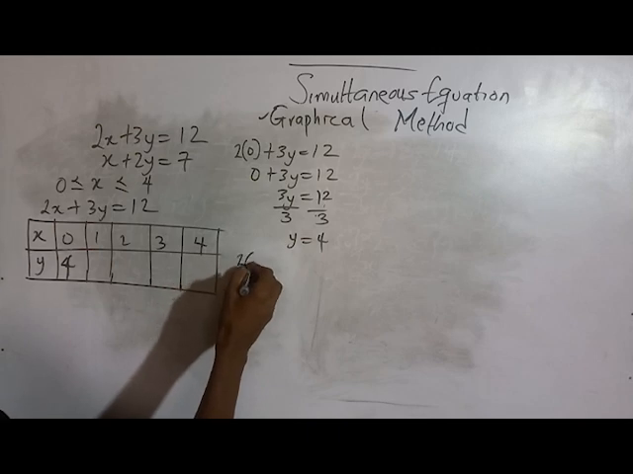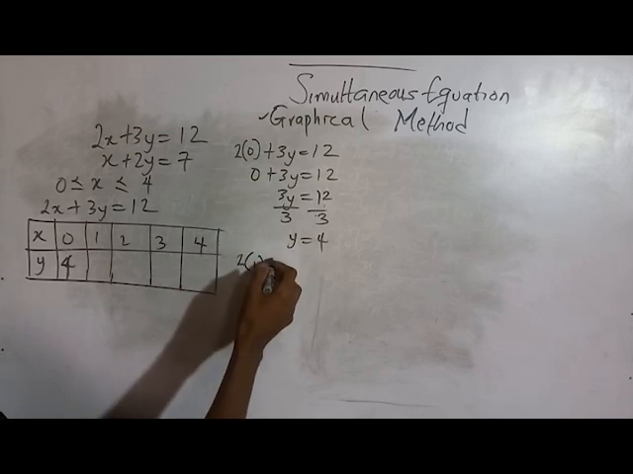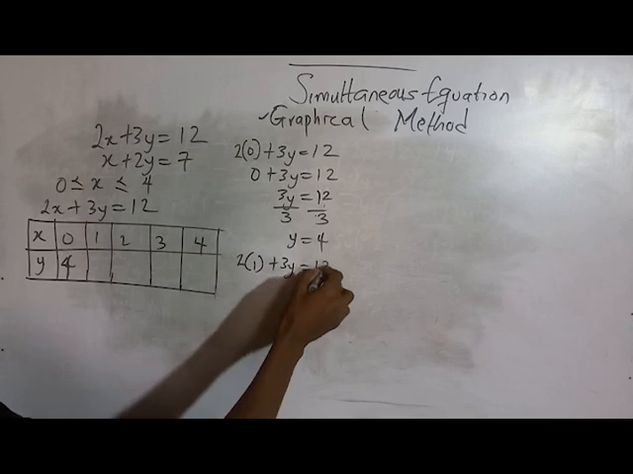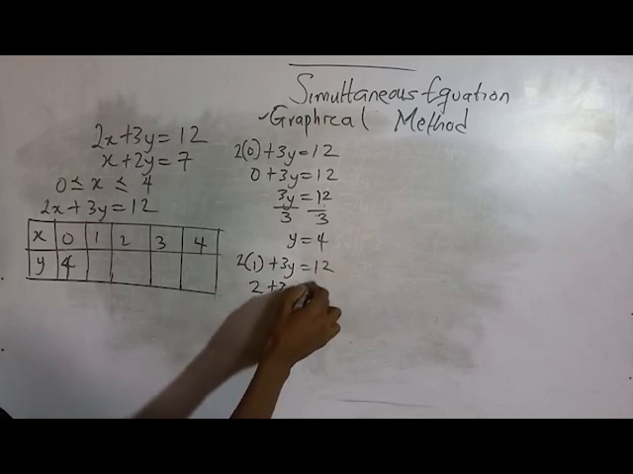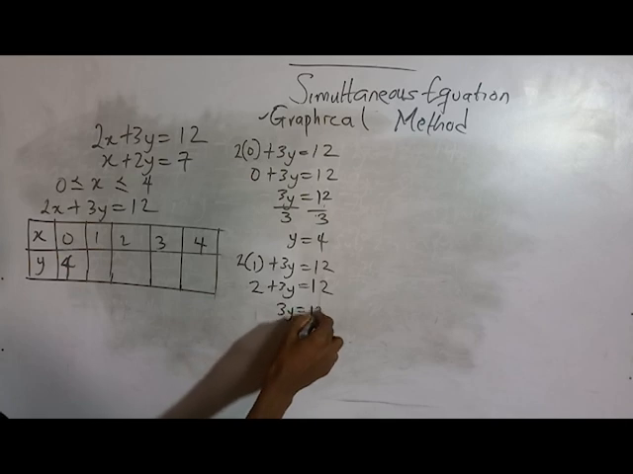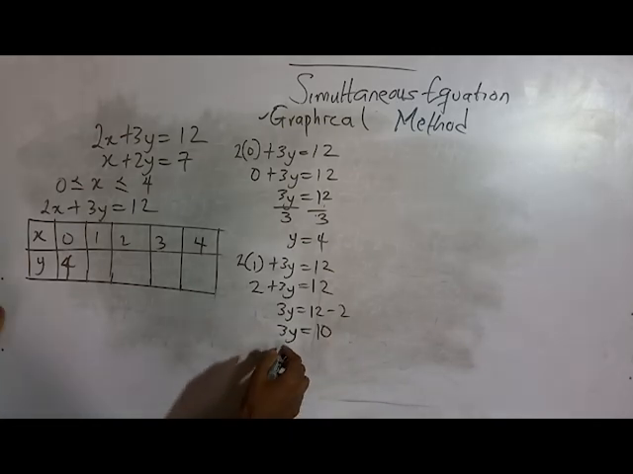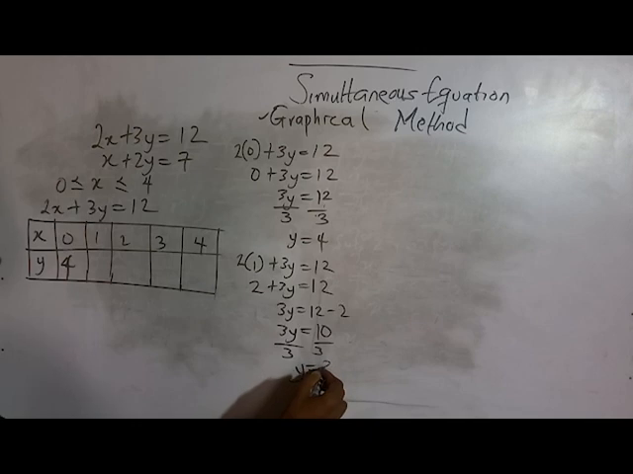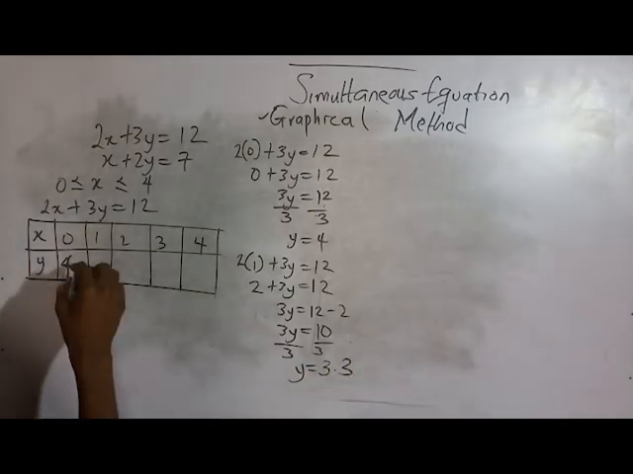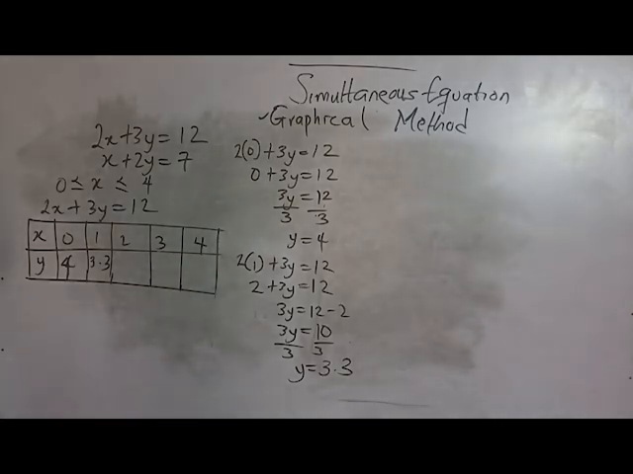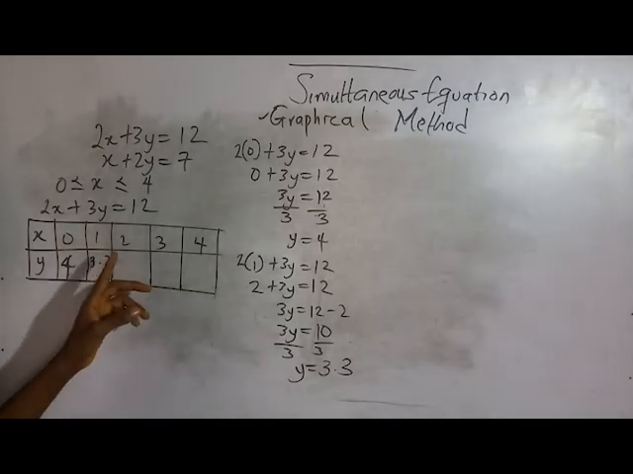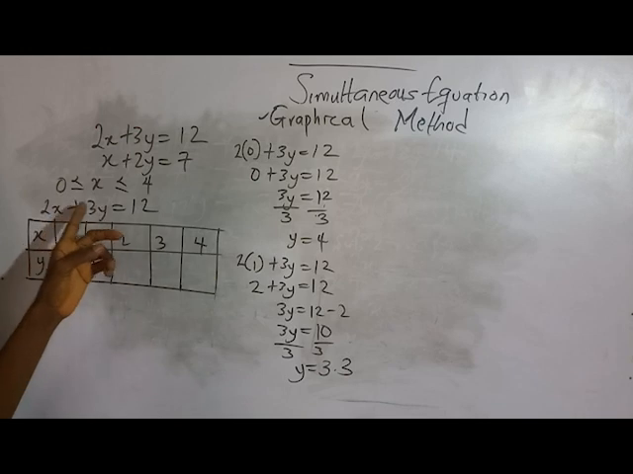I will just do this for just 2 of the scenarios so that you will understand how we do it. So 2 plus 3y equals 12. 3y equals 12 minus 2. 3y equals 10. Then divide both sides by 3. So y is approximately 3.3. So we repeat this same procedure for all the values that we have there so that we can generate the table for both 2x plus 3y and the second equation.